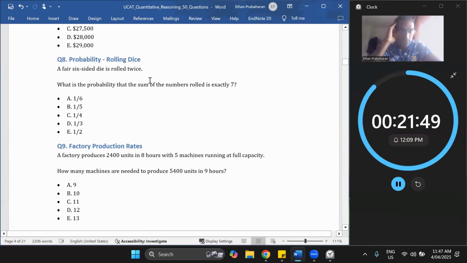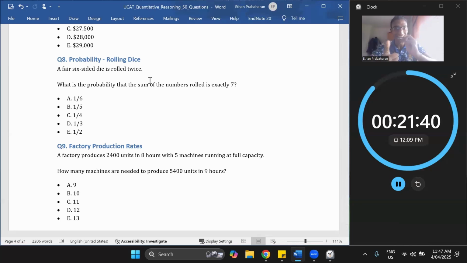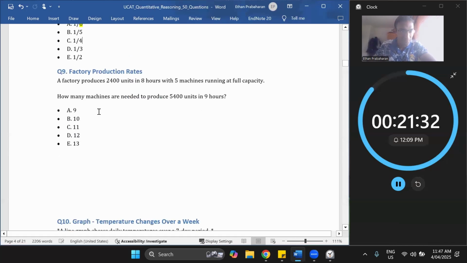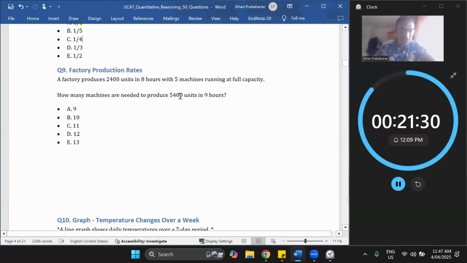Seven's probably wrong. Okay, probability the sum of numbers is exactly 7. So there's 36 possibilities. Oh, it's clobbered my glasses. It's all going in the bin. We can get a 3 and a 4, 4 and 3, 5 and 2, 2 and 5, 6 and 1, 1 and 6, I think.